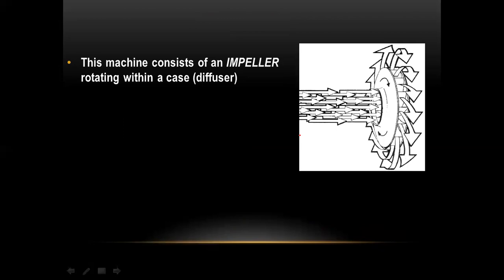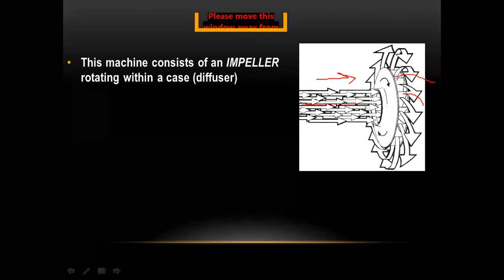So if you see the figure of the centrifugal pump, this machine consists of an impeller rotating within the case. So inside you are having this type of impeller. I will show you the impeller. Once the water is going in this direction, see the direction of the water, because of this rotation of the impeller, water is spreading outside. It is going towards the center and water is spreading outside, right?